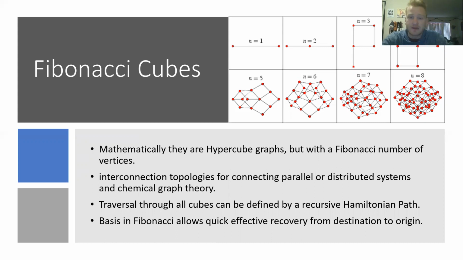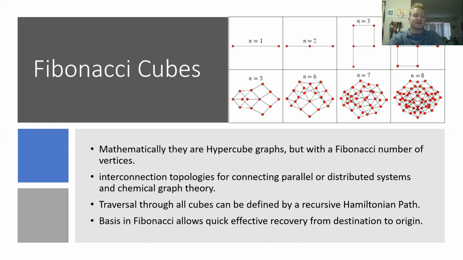It's huge, and it makes distributed and parallel systems work. It's the reason that they work realistically, because otherwise the time complexity would get out of control in order to connect when they get bigger. What this also means is that the basis in the Fibonacci numbers and its recursive nature allows quick and effective recovery from any destination back to its origin. Now, getting there in the first place is your Hamiltonian path, and getting back, because they are based in Fibonacci numbers, allows for effective recovery from that destination back to its origin.